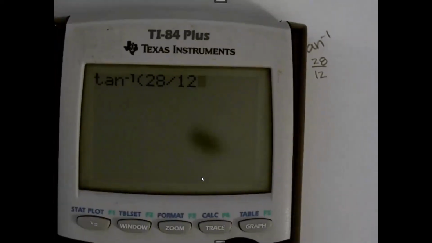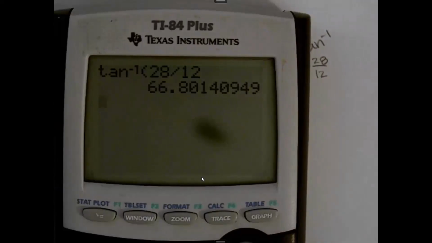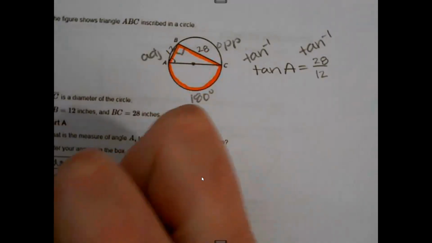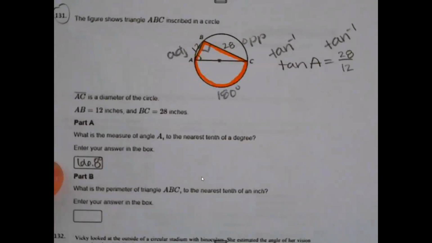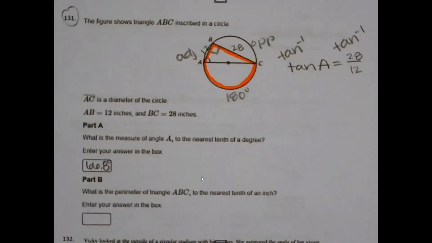Tan inverse 28 divided by 12 is... It says to round to the nearest tenth. So what are we going to put? 66.8. So in here we got 66.8 degrees. It is complicated. This is not a cheater method. This is straight up we're doing the math. The geometry ones are not usually ones we're cheating on.